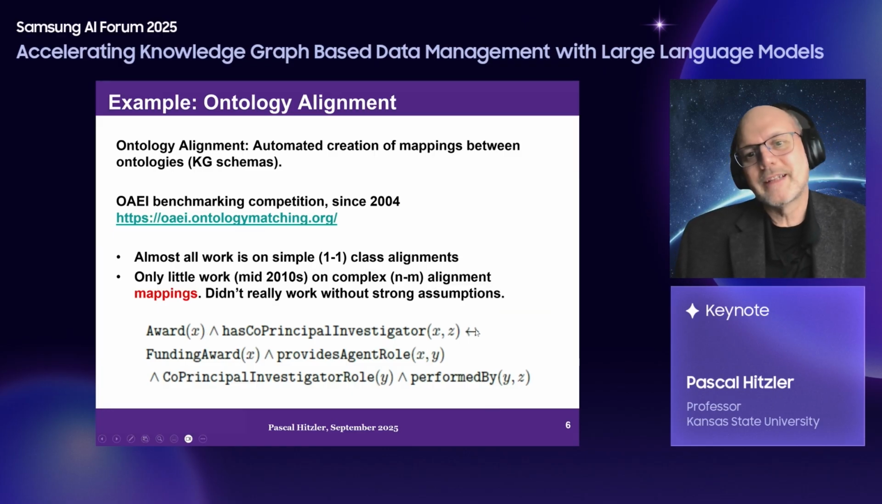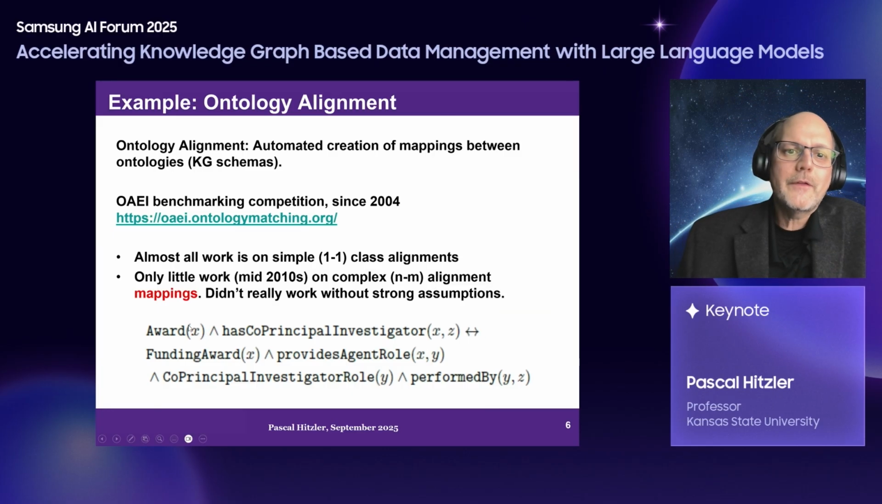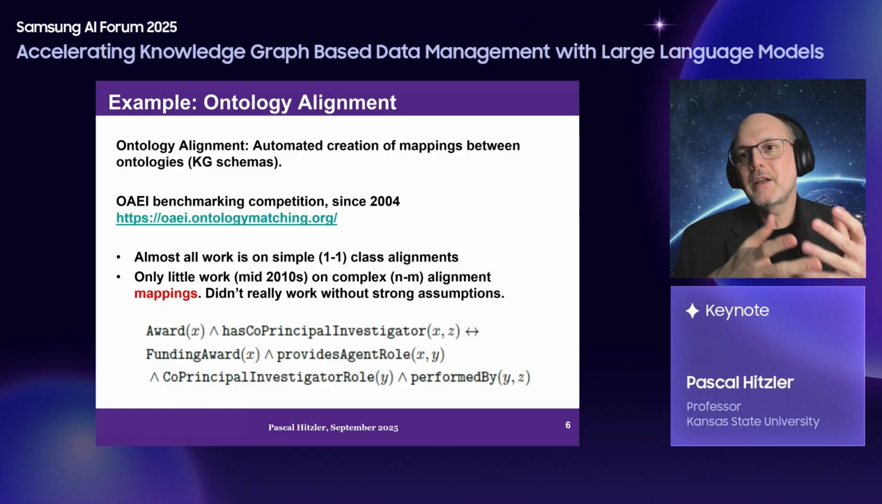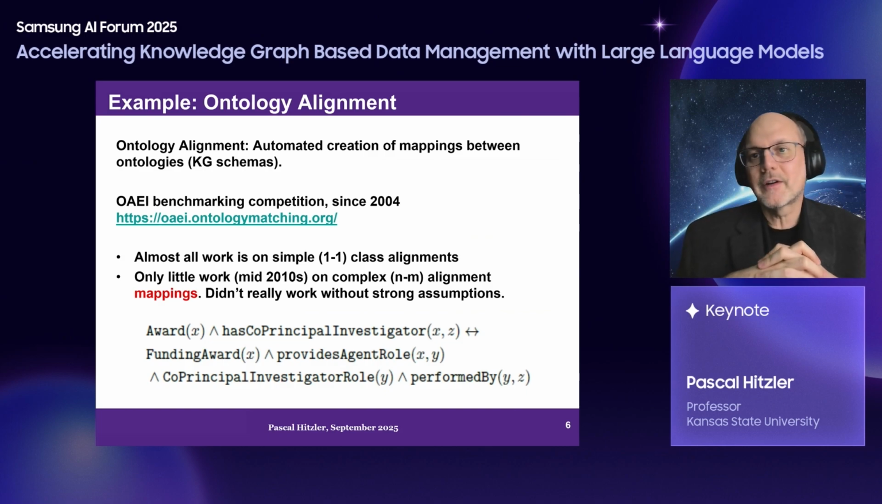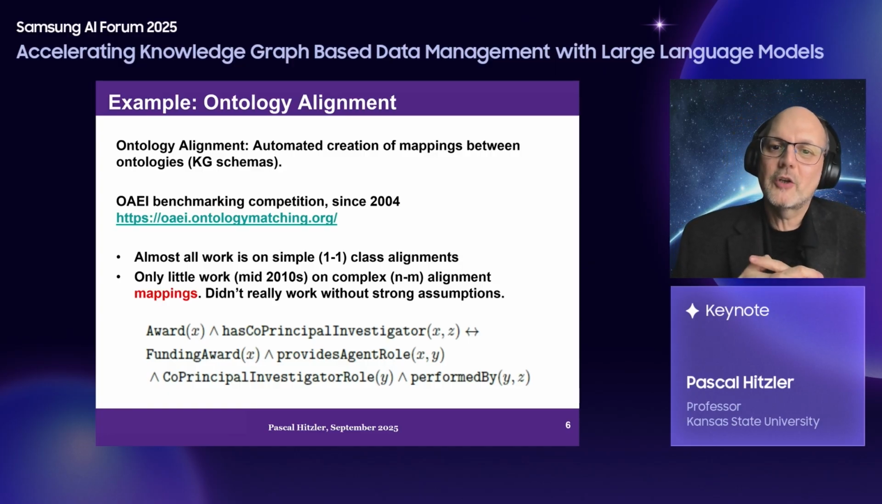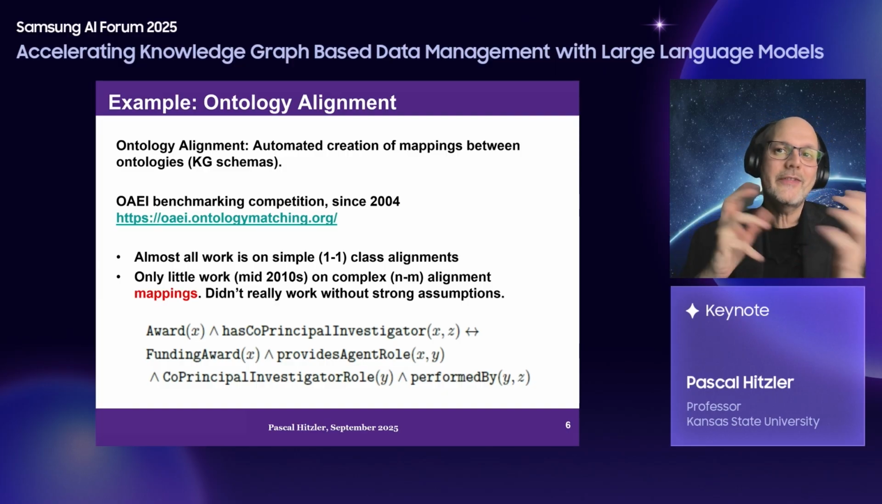This is a rule, a double implication rule. Think of the first line of the rule in the bottom 3 lines. The first line here is an expression coming from the first ontology. It talks about awards. This would be funding awards, for example, research project awards. X would be such an award, and it would have a co-principal investigator, say, which would be given here by a variable z.